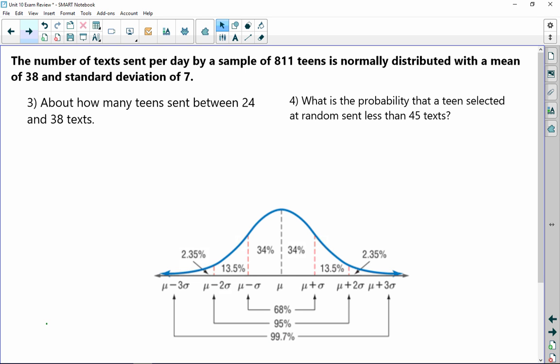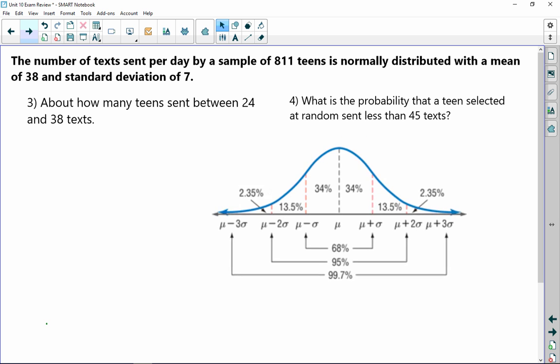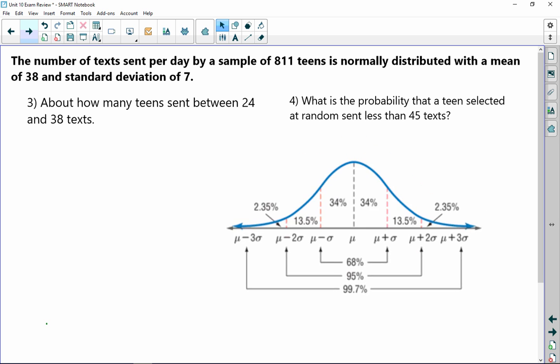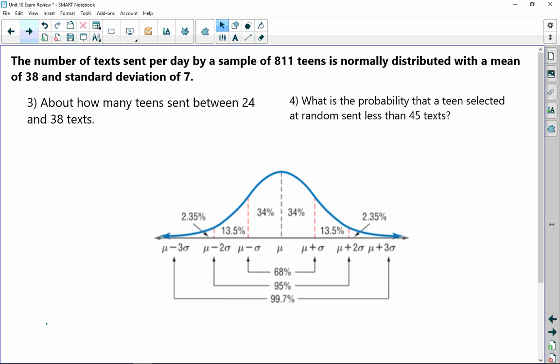The number of texts sent per day by a sample of 811 teens is normally distributed with a mean of 38 and a standard deviation of 7. Now, here's what you have to understand. This is a standard normal distribution that's figured for how much? 100%. Right? This would work if I were doing 100 teens, but I'm doing 811 teens, so I'm going to have to figure some things a little bit differently. Is everybody clear on that?